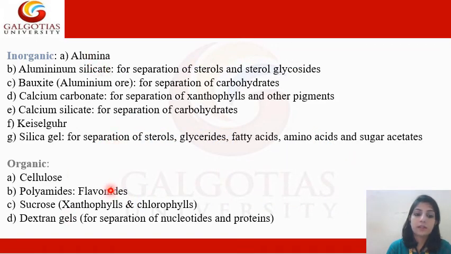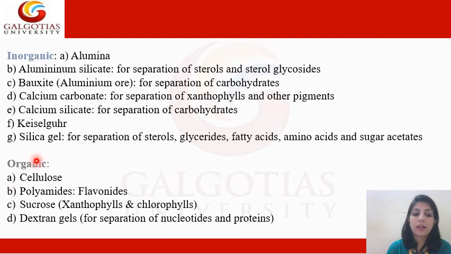So here I listed certain inorganic and organic adsorbents. In inorganic, we can have alumina, aluminium silicate. Aluminium silicate we can use for separation of sterols and sterol glycosides. You can have bauxite for the separation of carbohydrates. Calcium carbonate for separation of xanthophylls and other pigments. Calcium silicate for separation of carbohydrates. Kieselguhr, silica gel for separation of sterols, glycerides, fatty acids, amino acids and sugar acetates.